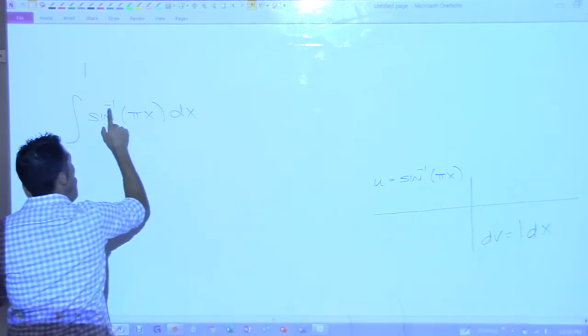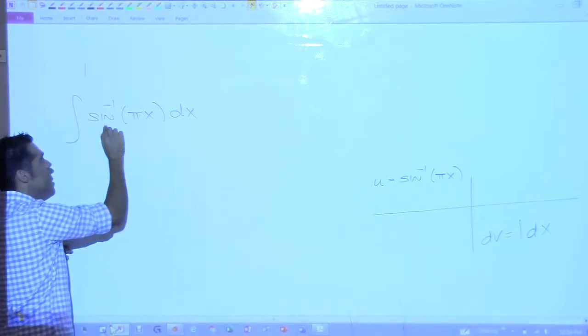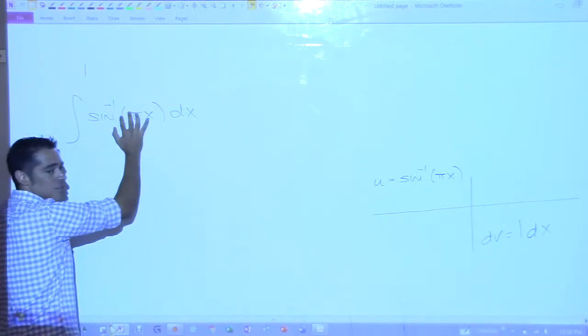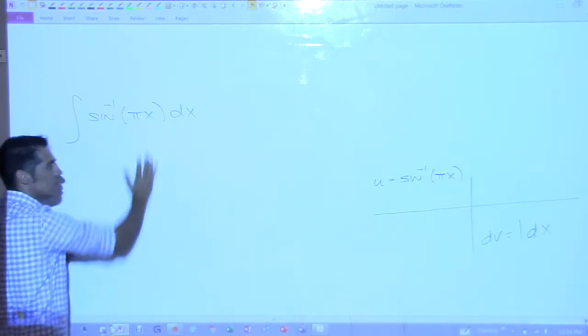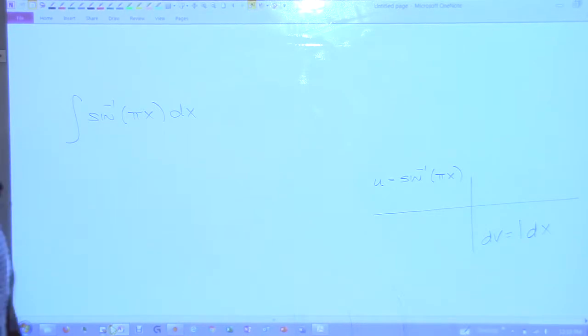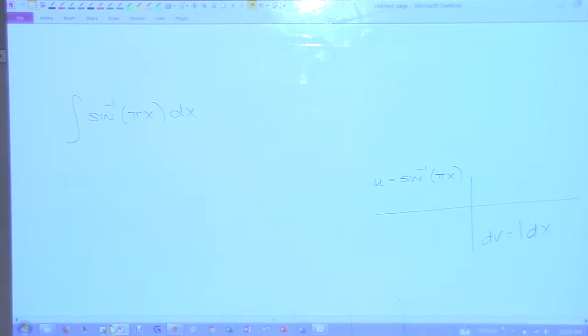No, because sine inverse by itself doesn't have any meaning. You have to have sine inverse of something. So these are attached. There's no way to split those apart. Right? Yes? Okay. All right, now let's complete the table. I'm going to move on because I wasn't sure how that would go.